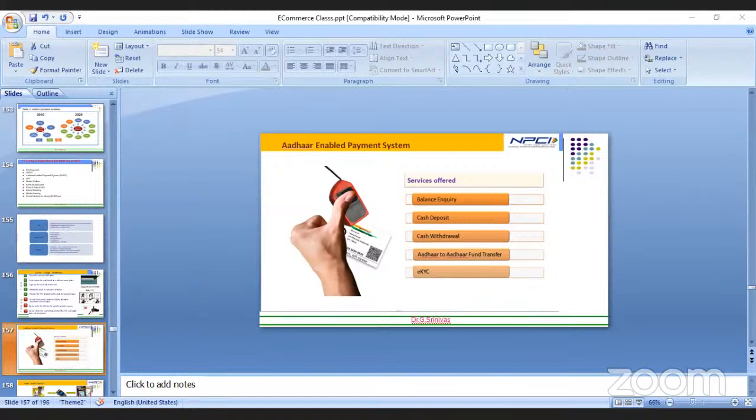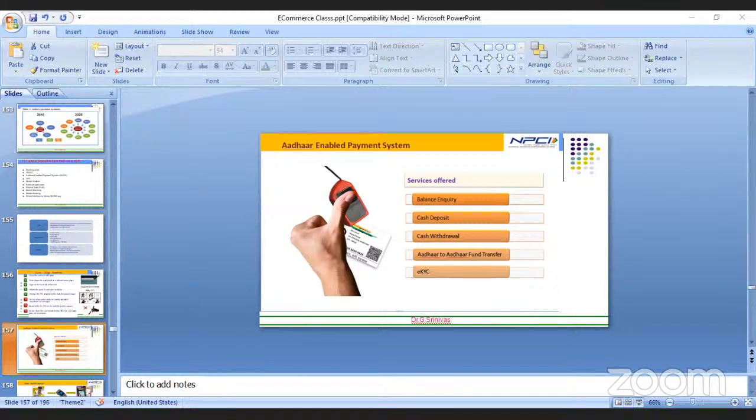So what services can we get in BIM? We can send money, we can request money, scan and pay by using QR code, and we can see the previous transactions. We can see the profile, and it is fetched with the bank account. We can get the bank statement also.